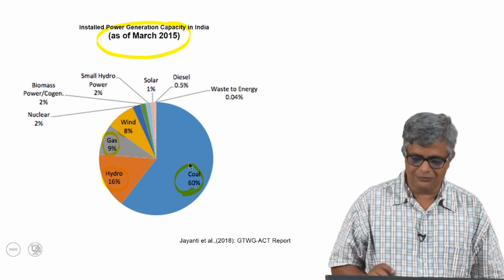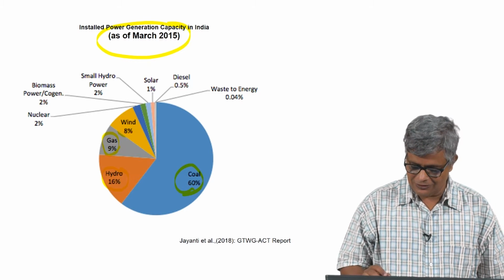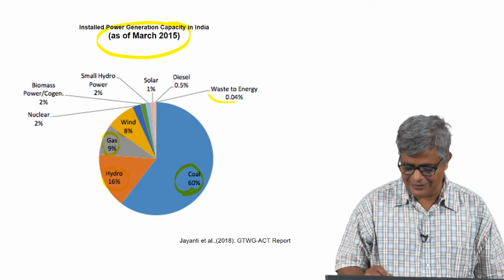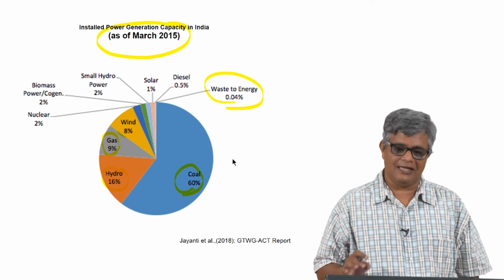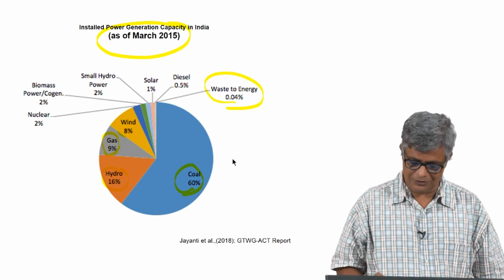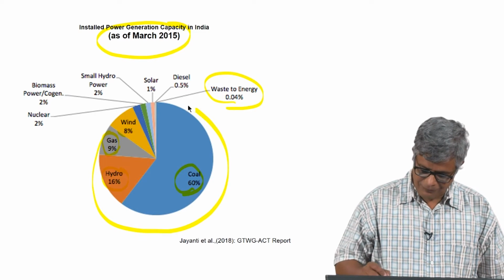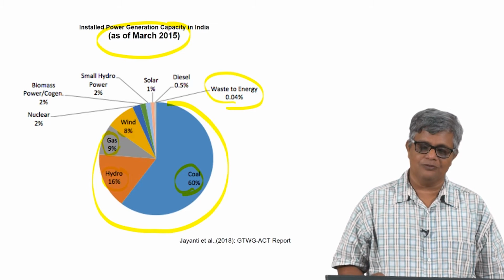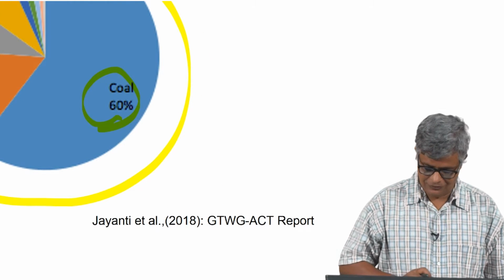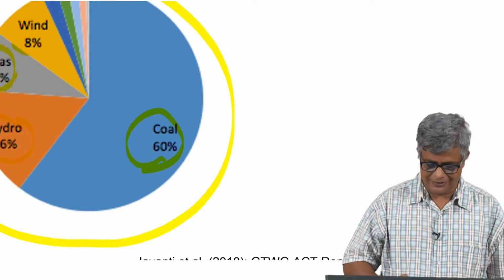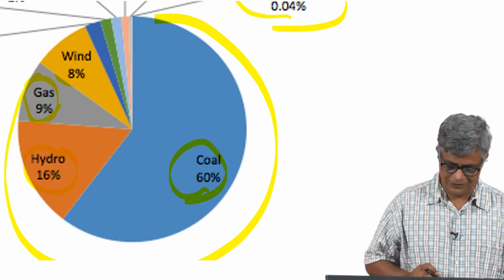Solar, this is 2015, but even now it has not really gone up that much. So waste to energy, at city level we are usually concerned about this, but in terms of actual electricity generation that constitutes a very small component. And what we see here is that a significant part of India's electricity is being generated by fossil fuels, and this is one of the problem areas for us in terms of justifying this particular thing.